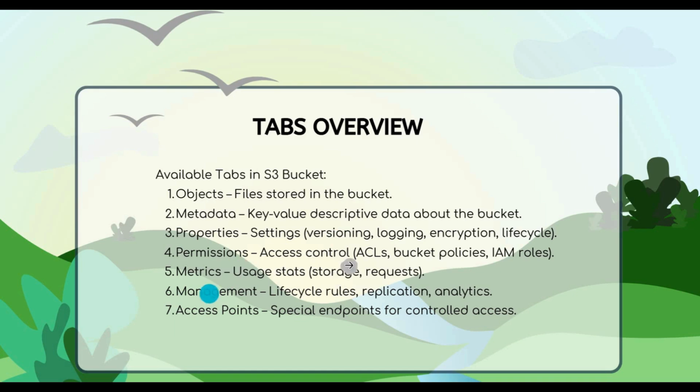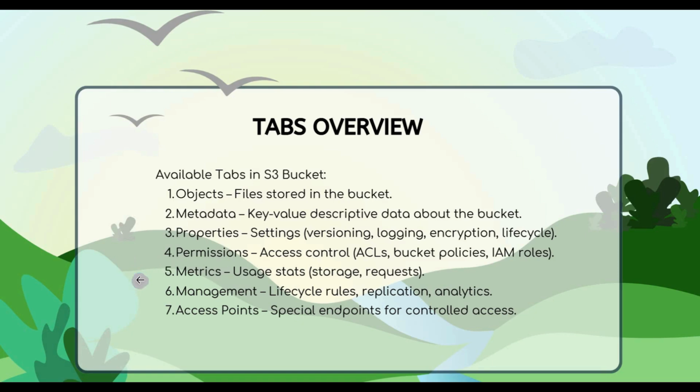The next one is Permissions. This is all about who can access your bucket and what they can do. It is controlled through IAM policies, bucket policies and access control lists. Metrics. Metrics is a performance dashboard that shows storage usage, number of requests and data transfer stats, useful for monitoring cost and usage patterns.